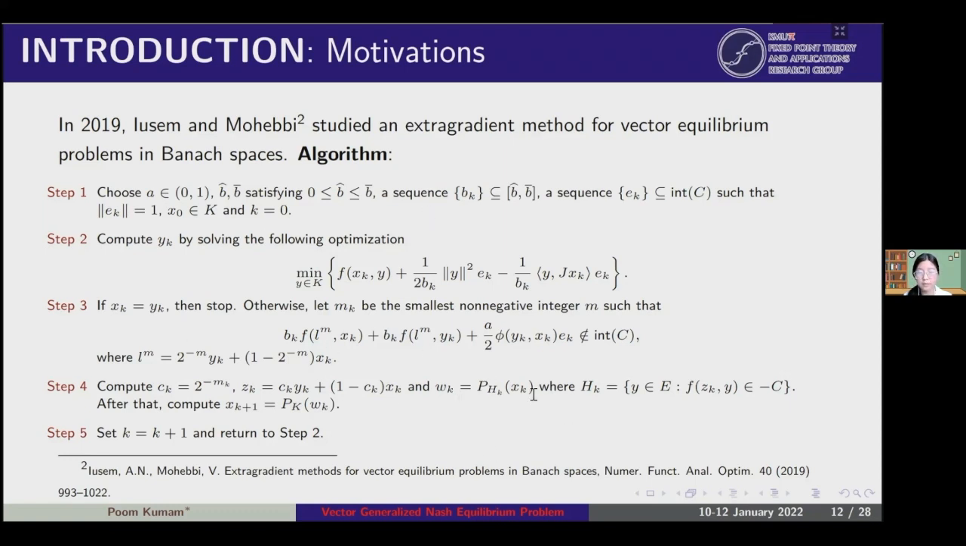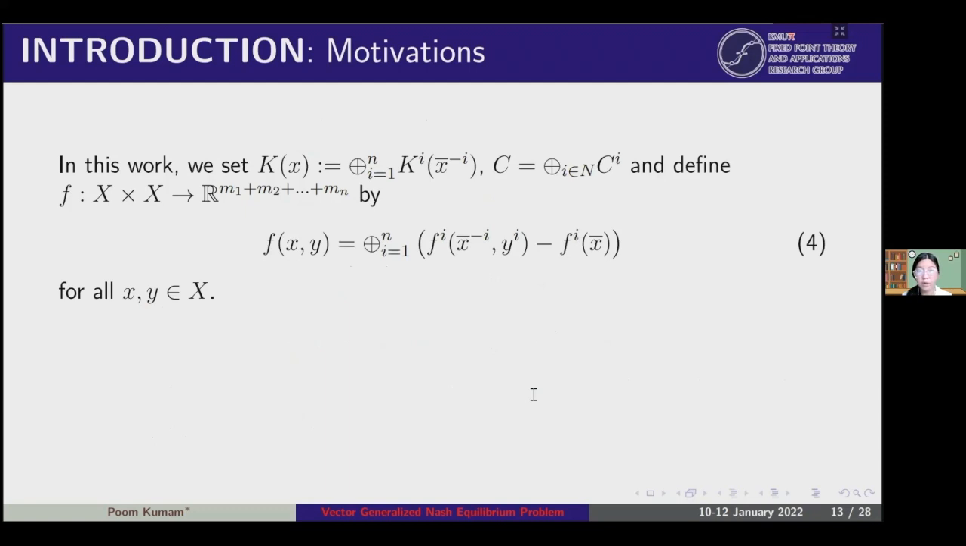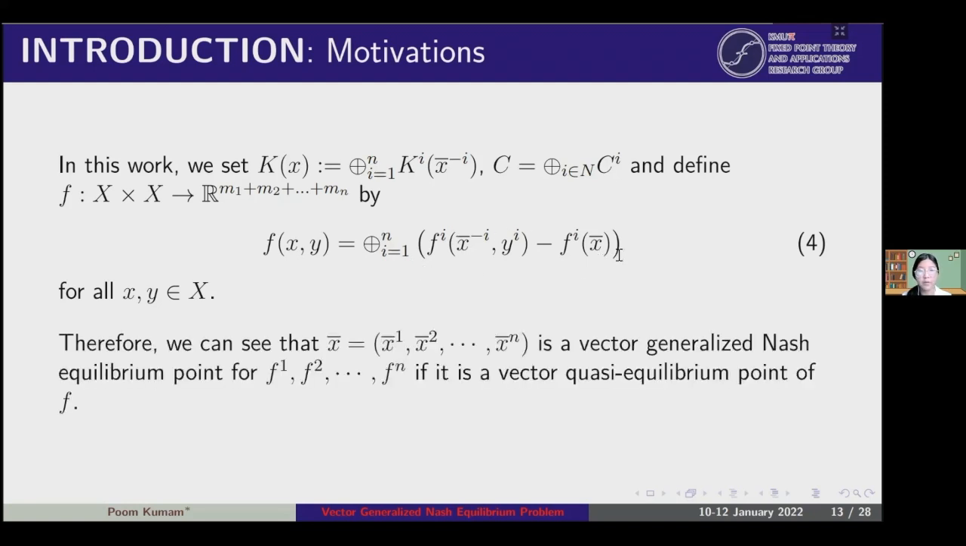From this idea, in this work, we consider the set K of X defined from the product of all Ki and the set C defined from the product of all Ci. And also, we define the function f by the product of all Fi. Therefore, we can see that X bar is a vector generalized Nash equilibrium point if it is also a vector quasi-equilibrium point of f.